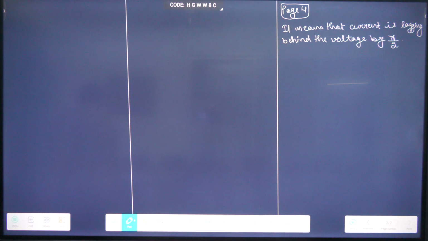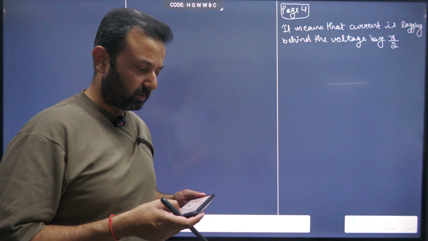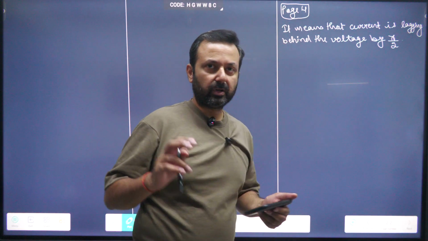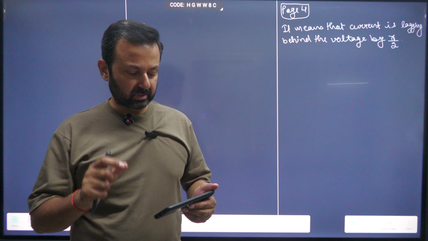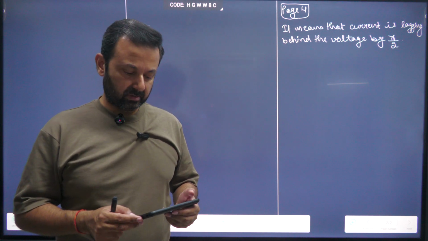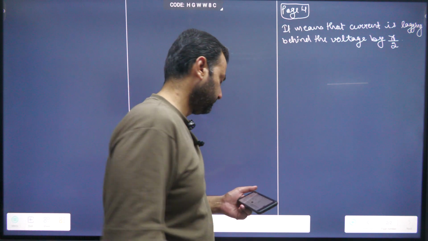Okay, so thus in an inductive circuit, the current lags behind the voltage in phase by 90 degrees. So we will draw two types of diagrams here. One is a graph between E and I versus omega t, and another one is a phasor diagram for an inductive AC circuit.